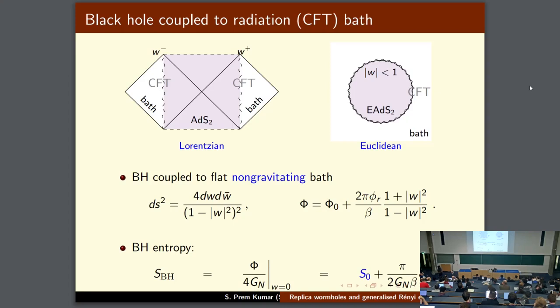In Euclidean, the same picture translates to Euclidean AdS2, which is basically a disk, embedded inside a flat CFT bath, a Euclidean bath. Okay, so this is the setup, and it is in this basic two-sided, eternal black hole setup that we will try to address this question. So that's the metric of AdS2. That's what the dilaton looks like, and the black hole entropy for this setup is given by the dilaton evaluated at w equals 0, which is where the horizon is, and that's the black hole entropy.